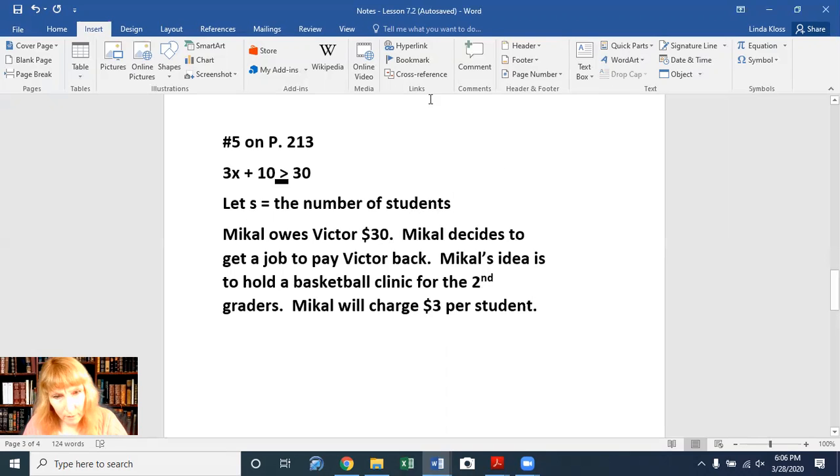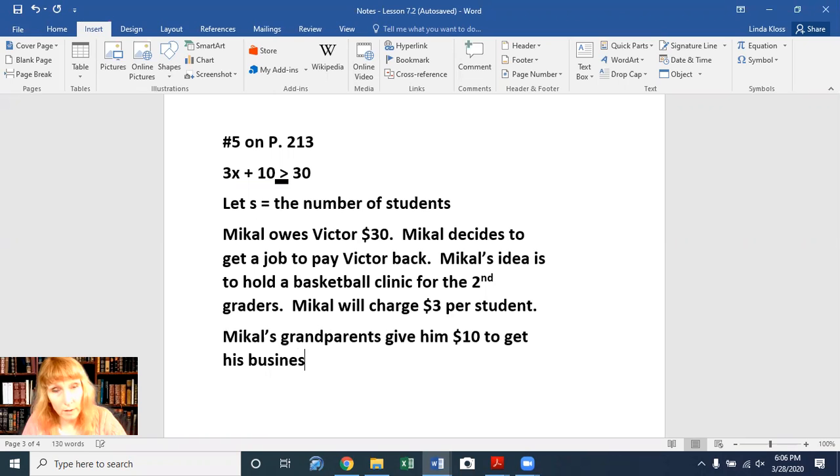And we have this $10 here, right? So we have to figure out what that's going to represent. Well, I thought we could say that Michael's grandparents give him $10 to get his business started. Now we know all together that Michael needs to make at least $30 or more. If he makes more than $30, he gets to keep the extra, but he's got to pay Victor back $30.